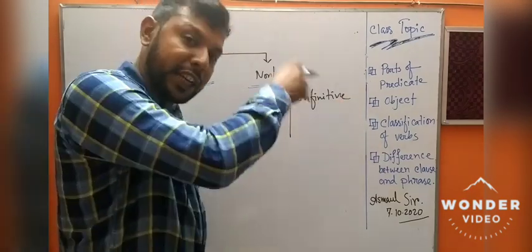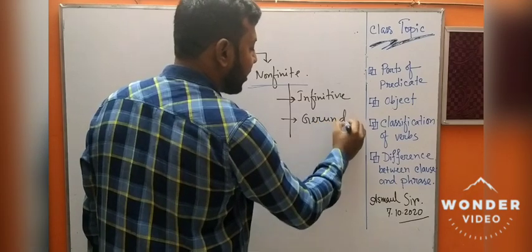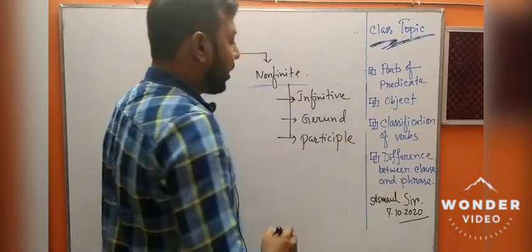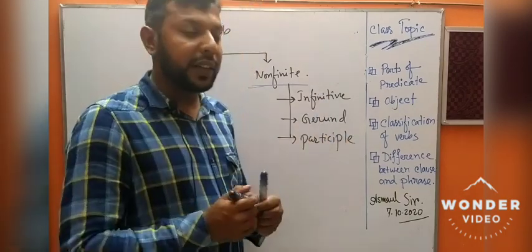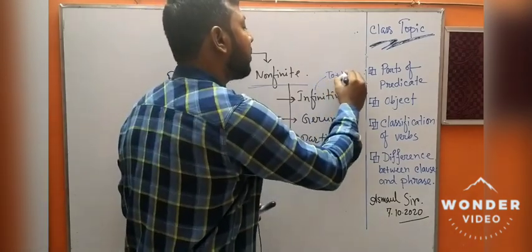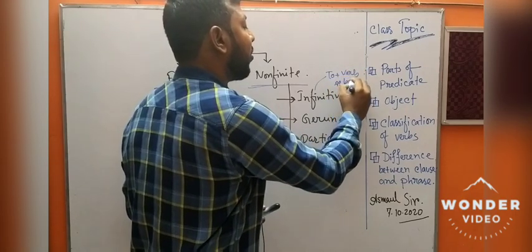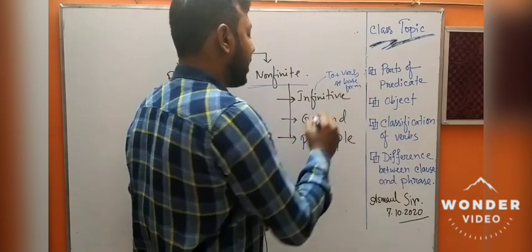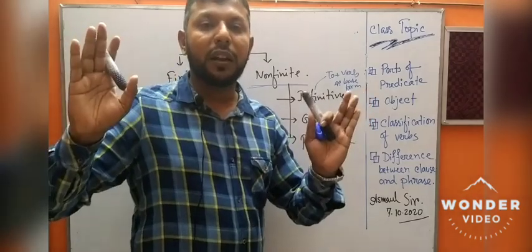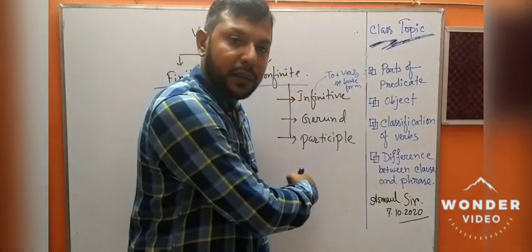Infinitive, gerund and participle. Infinitive means to plus the base form of the verb. Gerund, what is gerund? You know, verb plus ing. Many of the students have learned that gerund is verb plus ing. But my question is, what is participle?